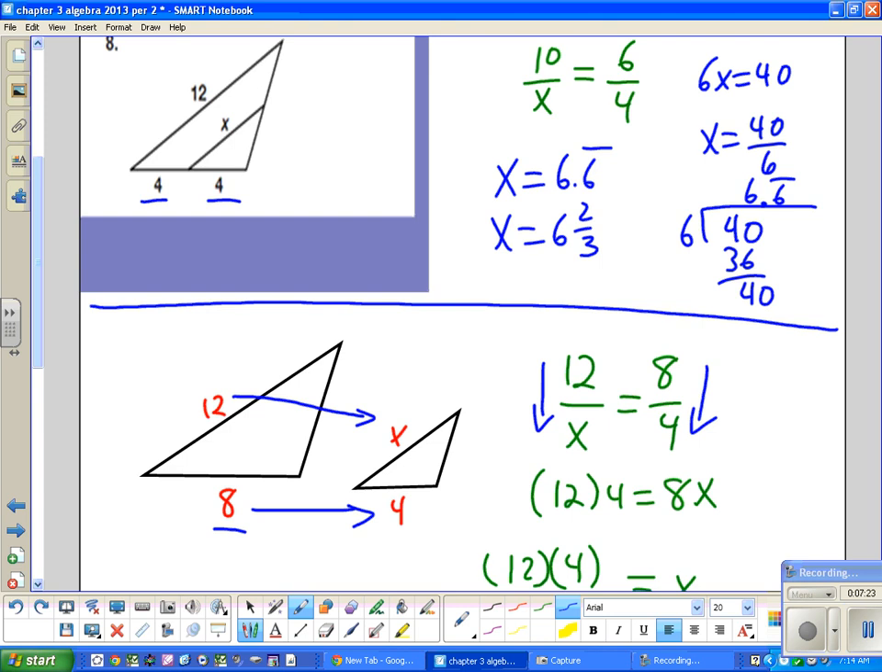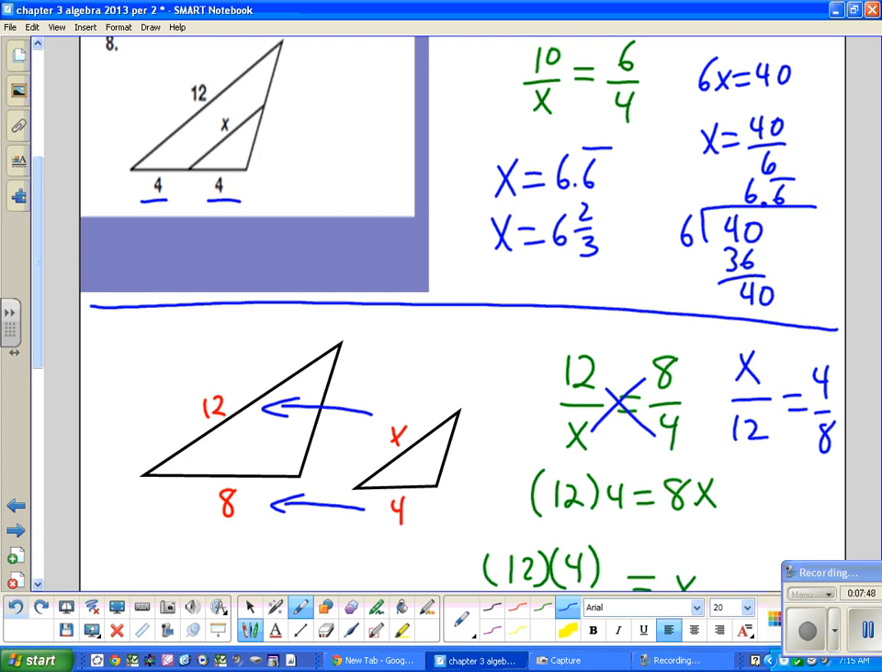You can do this differently. You could go the opposite way, but I don't want to confuse people. So I could go X is to 12 as 4 is to 8. I would get the same answer as long as my arrows are going the same direction. I'm still going to multiply X times 8 and 4 times 12. Maybe I should set that one up. I could go X is to 12 as 4 is to 8. Still going to multiply the same components, X times 8 and 4 times 12.